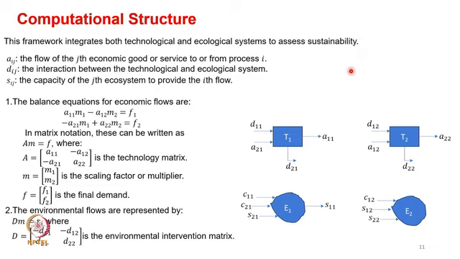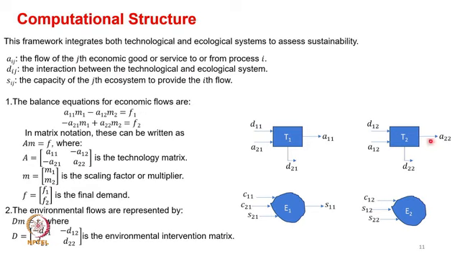We have done this as part of one of the earlier lectures, where we only counted the technological effect. So now we will also bring in the ecological system. So before we move ahead, let's define Aij as the flow of the jth economic good or service to or from the process, Dij is the interaction between the technological and ecological system, and Sj is the capacity of the jth ecosystem to provide the ith flow.